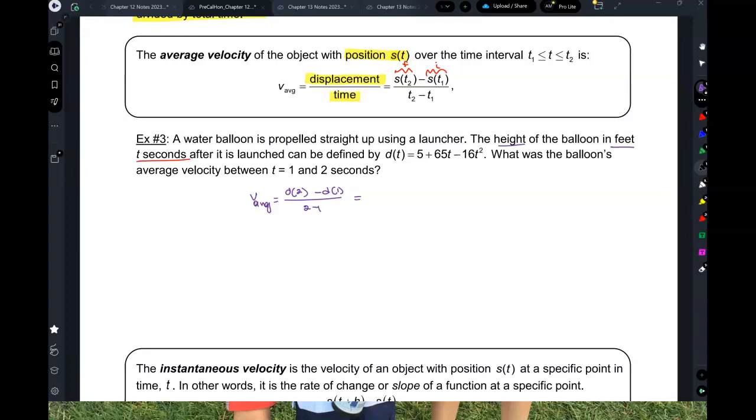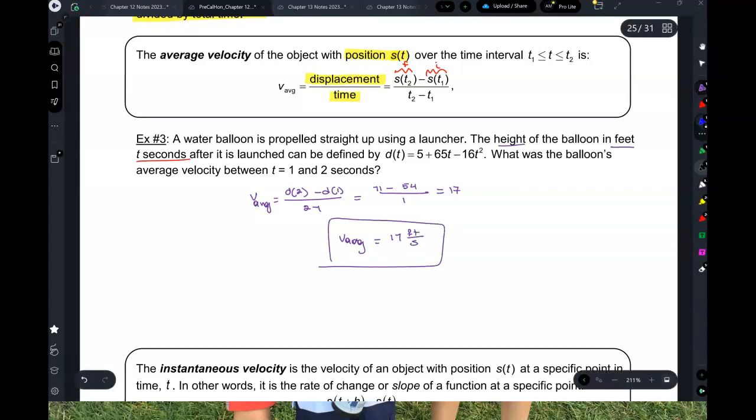How do you find d of 2? You literally plug 2 into the function, and magically you get 71. Then you plug 1, you get 54 over 1, and you get 17 for your value. Okay, so 17. So that means the average velocity was 17 feet per second. Now, that's all you need to write.